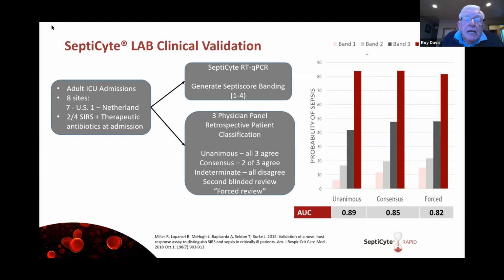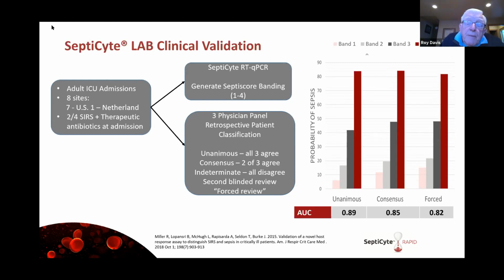Septicyte Lab is the initial clinical validation test that was used to make this host response test available. The study was on adult ICU admissions. There were 8 sites within this study, 7 in the United States and 1 in the Netherlands. The criteria for admission to the study were 2 or more SIRS criteria and the initiation of therapeutic antibiotics at the time of admission. Each patient had blood drawn for a Septicyte Lab test, and this generated a septic score with bands 1 through 4, with increasing probability of sepsis.